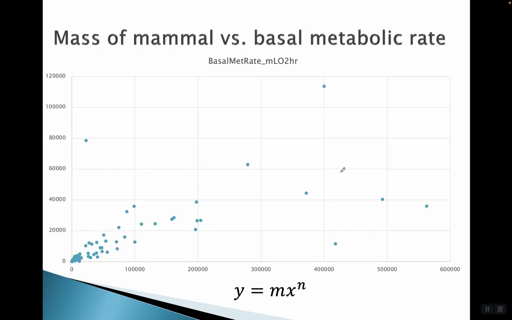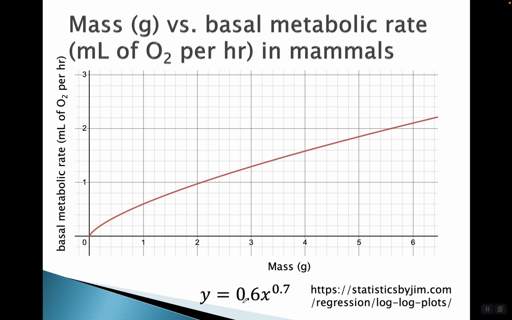Here's an example. We're going to look at the mass of a mammal and the basal metabolic rate, how much energy it burns. The relationship between these two is a power function of the form y equals mx to the n. It turns out it's y equals 0.6 x to the 0.7. That's what the relationship looks like. That's the function that best models the data.